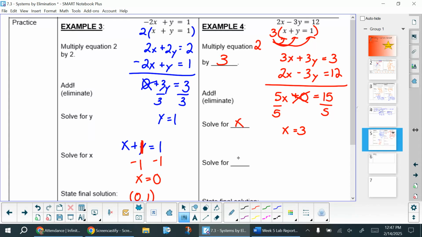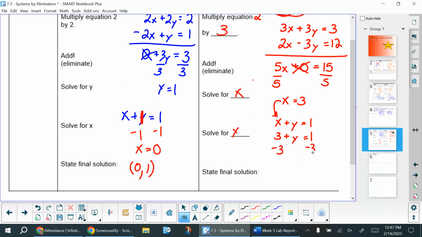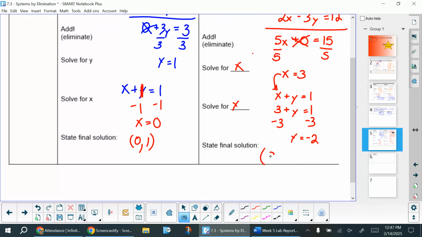So I solve for x. Now I've got to solve for y. I'm going to use this second equation again. So x plus y equals 1. I know x equals 3. So 3 plus y equals 1. And I am subtracting 3 from both sides to get y equals negative 2. Which means my final solution here is 3, negative 2.